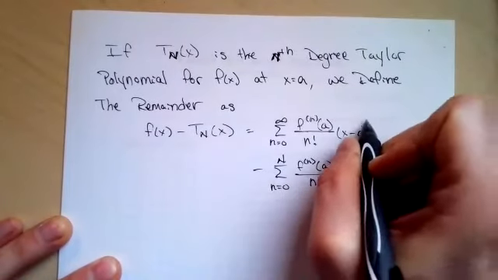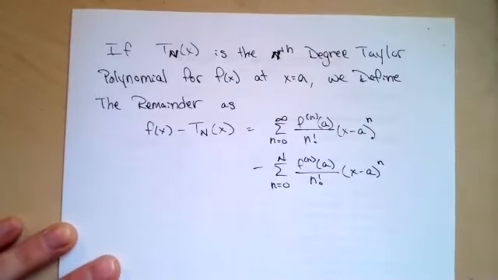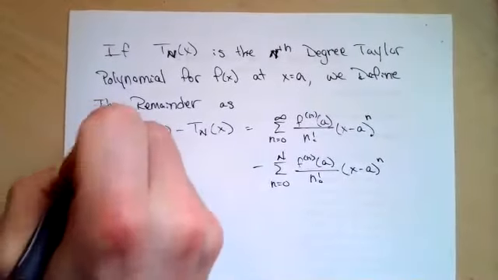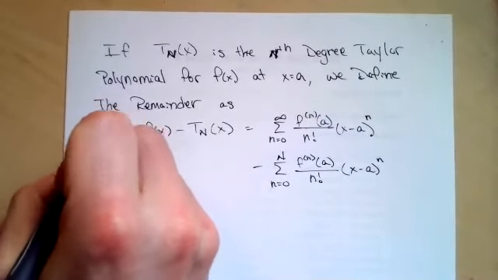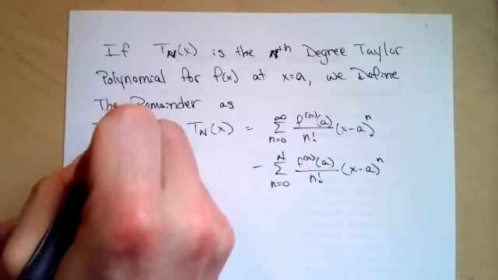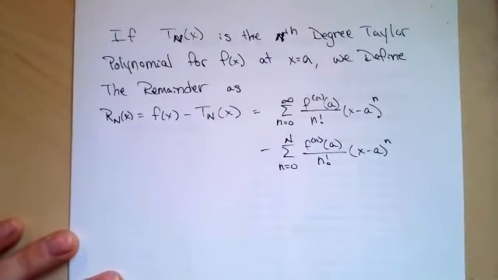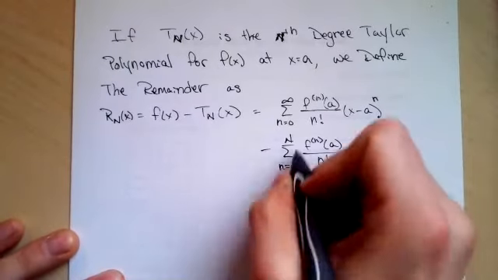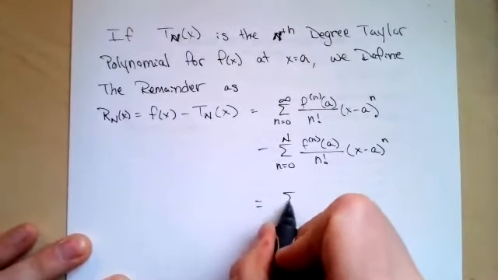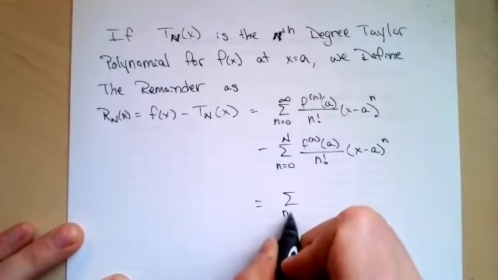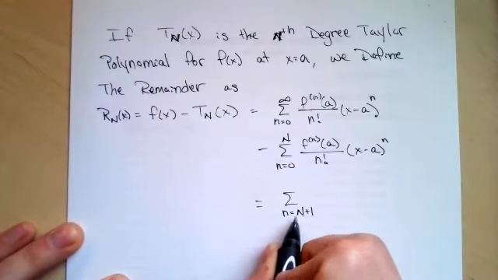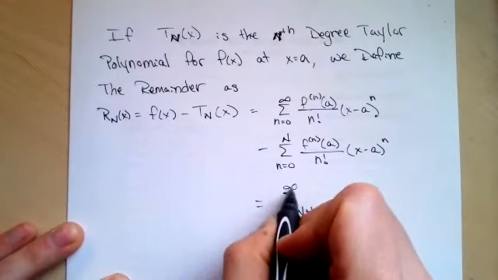And I forgot my power of n there. And so here, let's actually put our notation here. So the remainder is just denoted R_N of x. After we subtract those series, we are just going to get something that looks very similar, except we're just going to start at the N plus first term and go up to infinity.